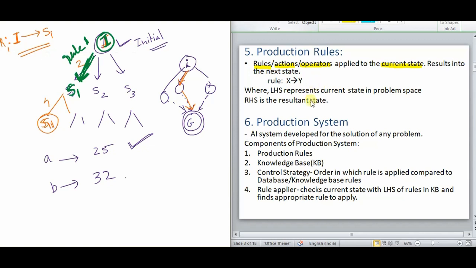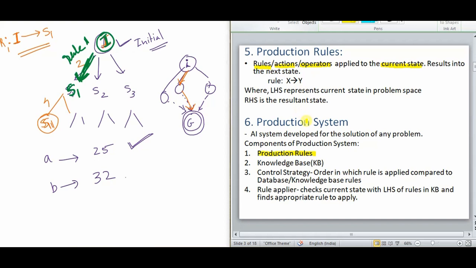Next, production system. An AI system developed for solving any problem is called a production system. Now what are the components of this production system? The first and foremost component is the production rules. We have already seen what production rules are: rules of the form X implies Y.